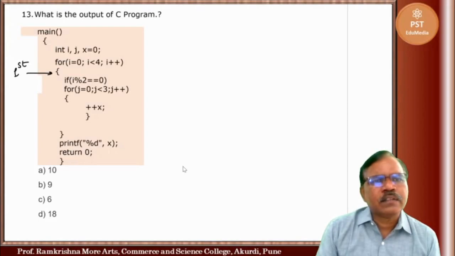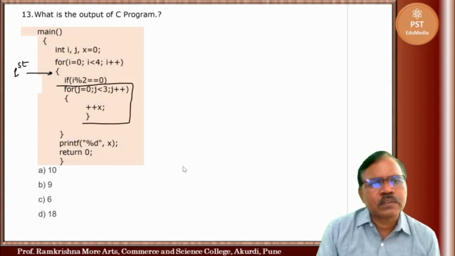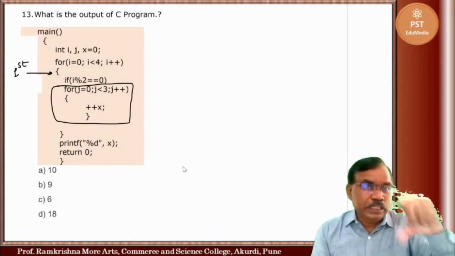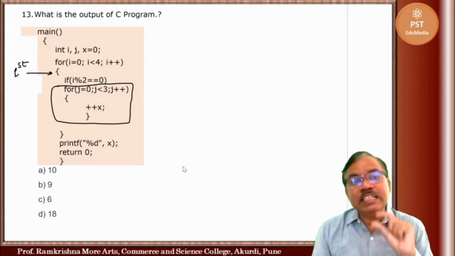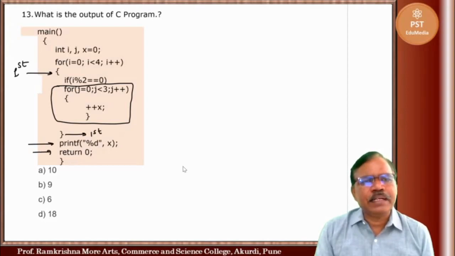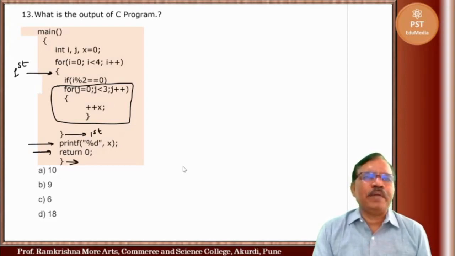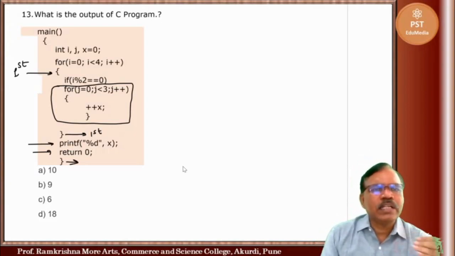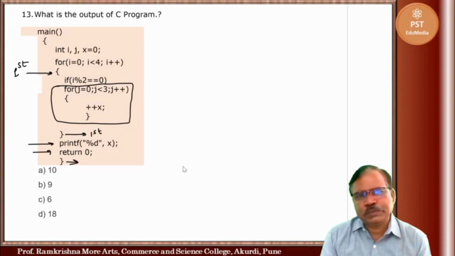And here if i%2 equal 0, so here the second for loop starts, and this second for loop is within the if. So here the first for loop ends, and then printf, return and end of main. Then what is the value of x?